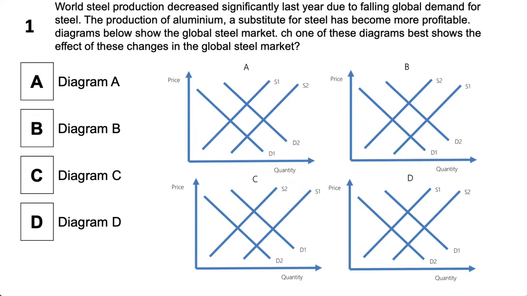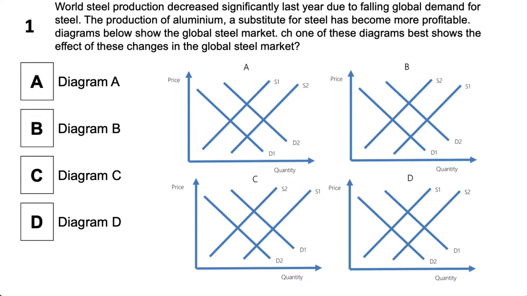World steel production decreased significantly last year due to falling global demand for steel. The production of aluminium, which is described as a substitute for steel, has become more profitable. So the diagrams A, B, C, and D show the global steel market. Which one of these diagrams best shows the effect of these changes in the global steel market? So you've got two changes described in the text.